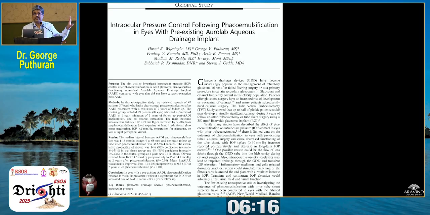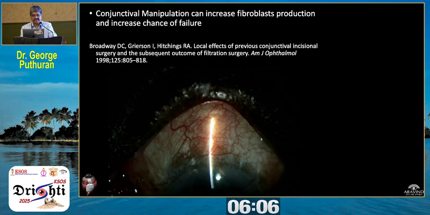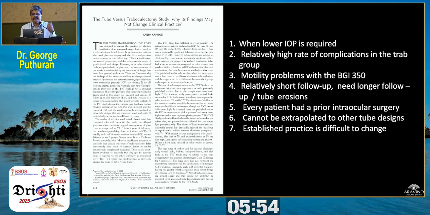We have also published on this, on a set of patients who underwent our Aurolab aqueous drainage implant. We looked at their pressure controls. Thankfully, it was maintained even post-cataract surgery. Again, conjunctival manipulation can increase fibroblast production and increase the chances of failure. So why, again, do a trabeculectomy in a failed trabeculectomy?